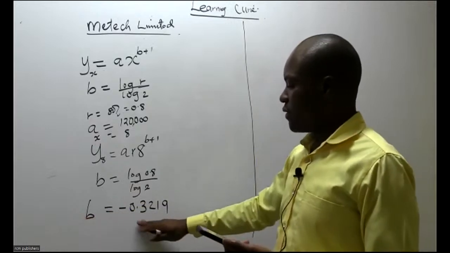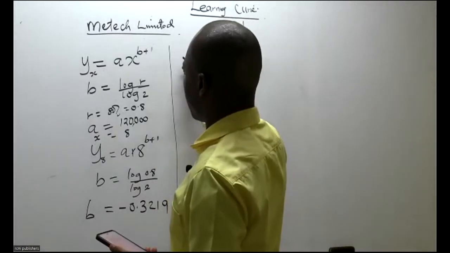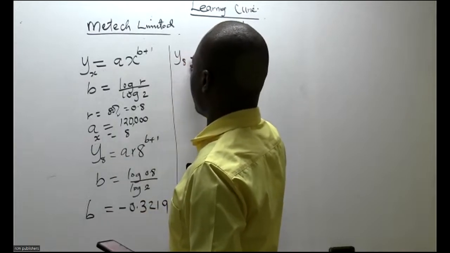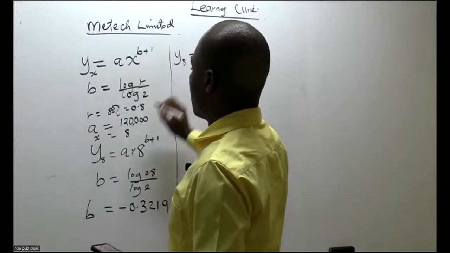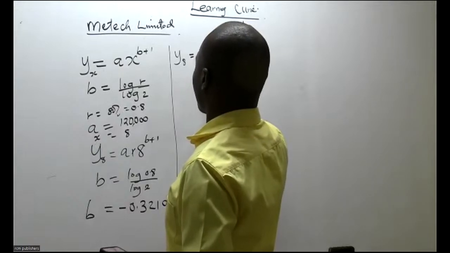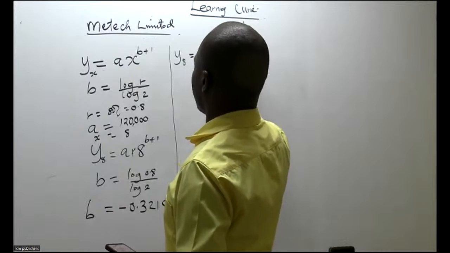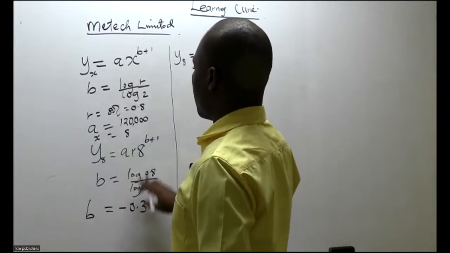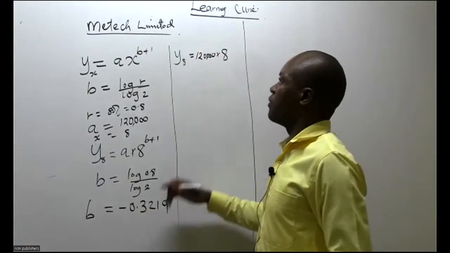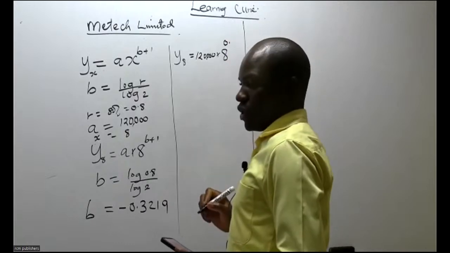So after getting the value of b, we now go ahead to calculate our y, which is y for the first 8 batches. We are supposed to have a, which is 120,000. We multiply by 8 raised to power this one here plus 1. So b plus 1, whatever you're getting in the calculator plus 1, what will you have? It will be a positive. What will you have?